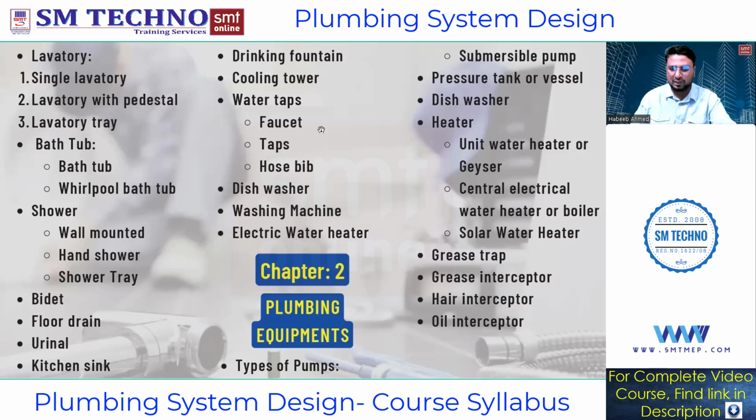Okay. The next fixture is water taps. Under taps, you'll learn the difference between a tap and a faucet. And we'll learn what a hose bib is. Then the dishwasher, an equipment or machine used for cleaning utensils, and the washing machine, and the electrical water heater.